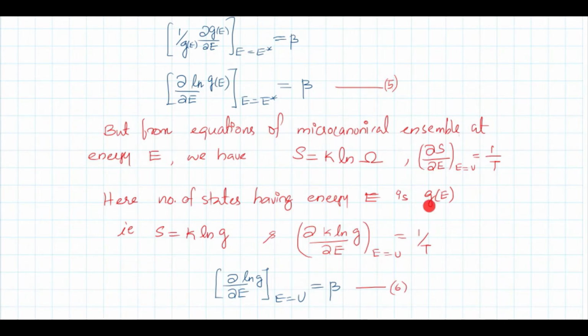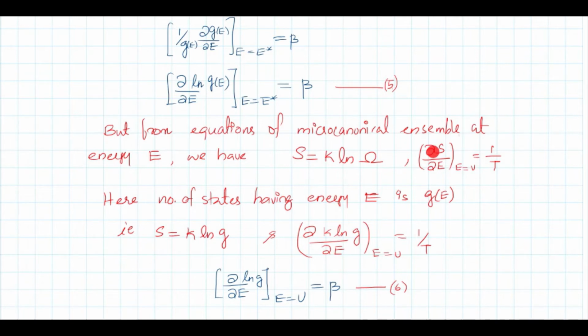In the case of the canonical ensemble, we know that G of E is the density of states, or the number of states having an energy E. So instead of omega, you can substitute G. So S is equal to K log G, because omega is the number of microstates having energy E. Here, in the canonical ensemble, we can have different energy values and we took G of E as the number of states having energy E. So we can substitute G instead of omega. So it is S equal to K log G.